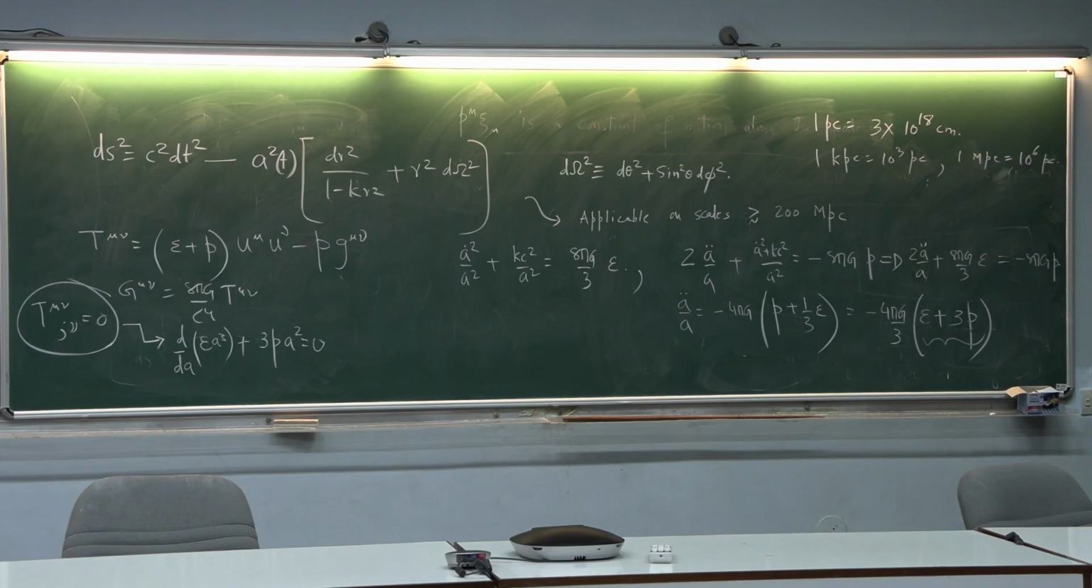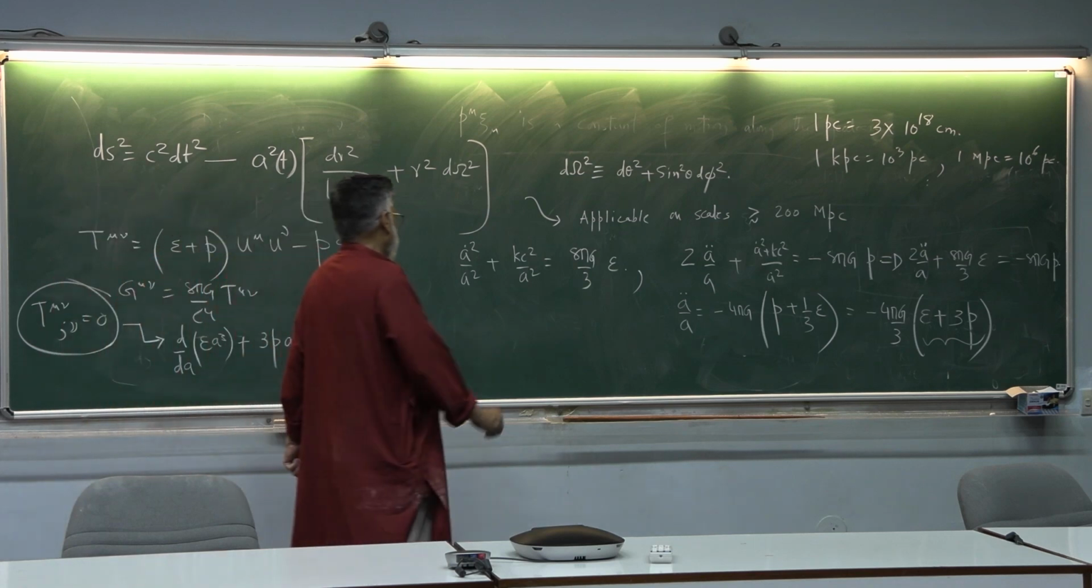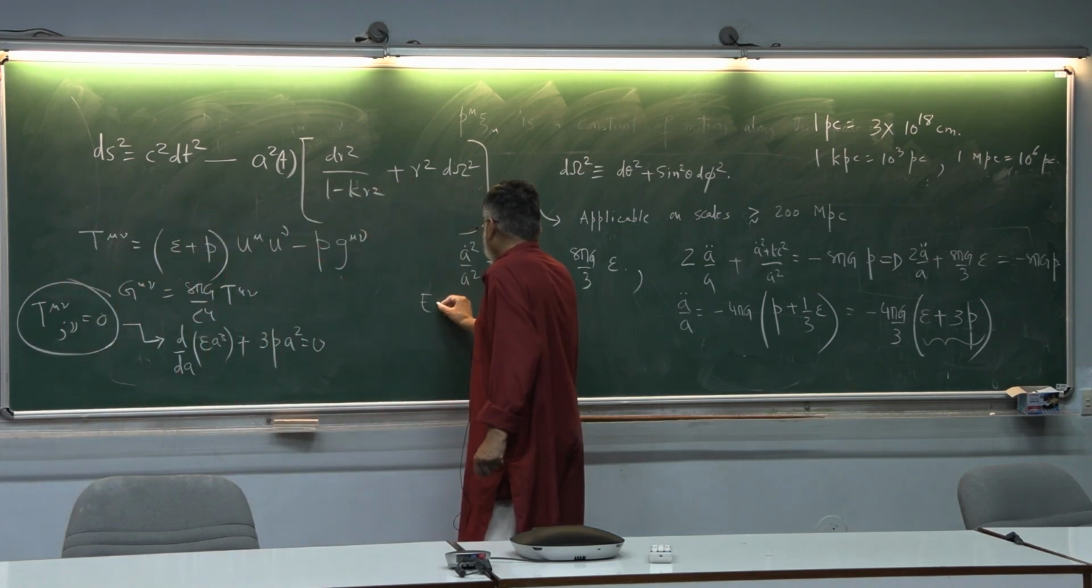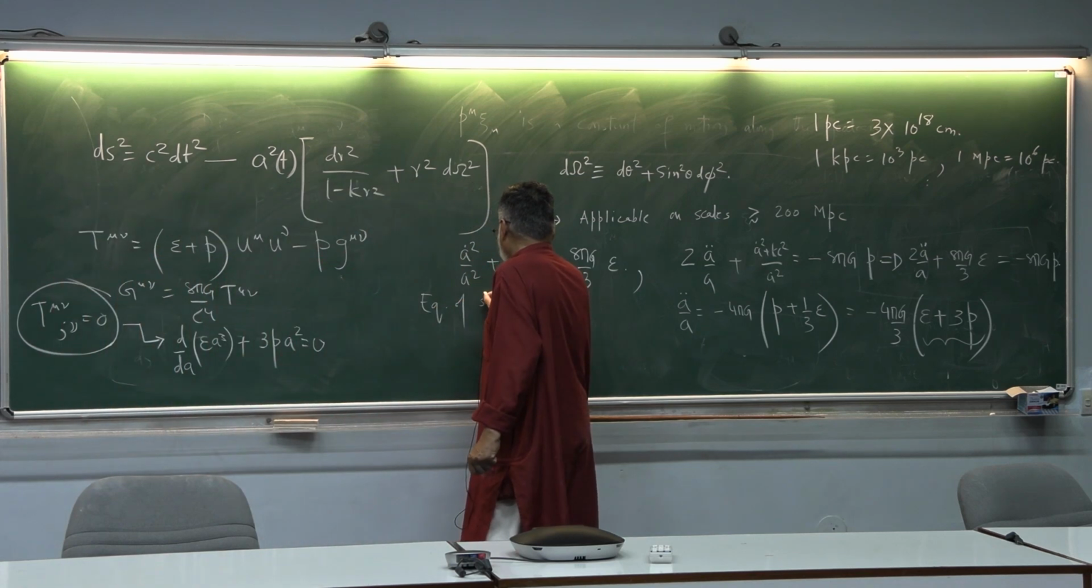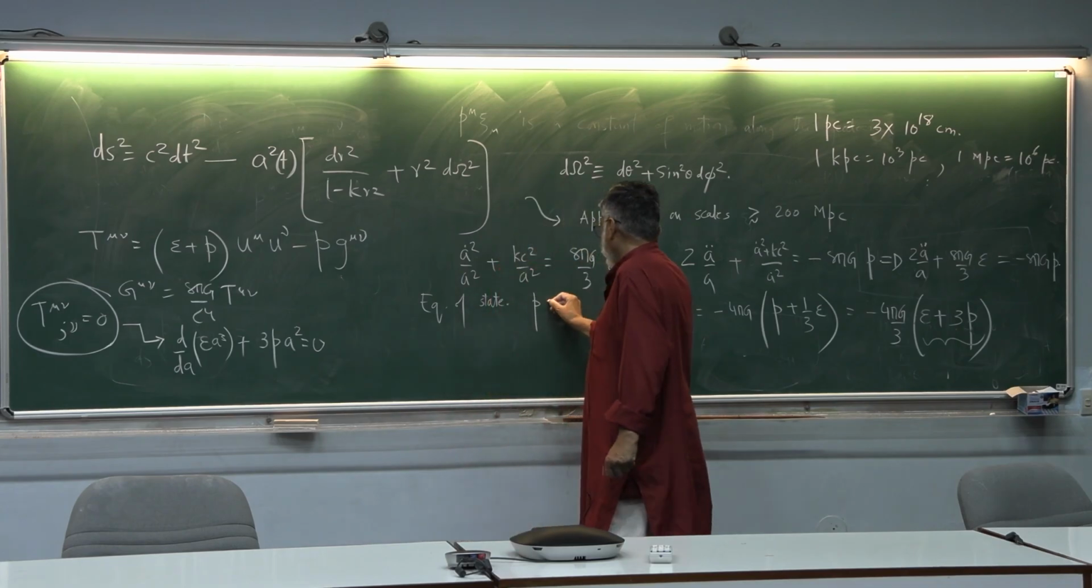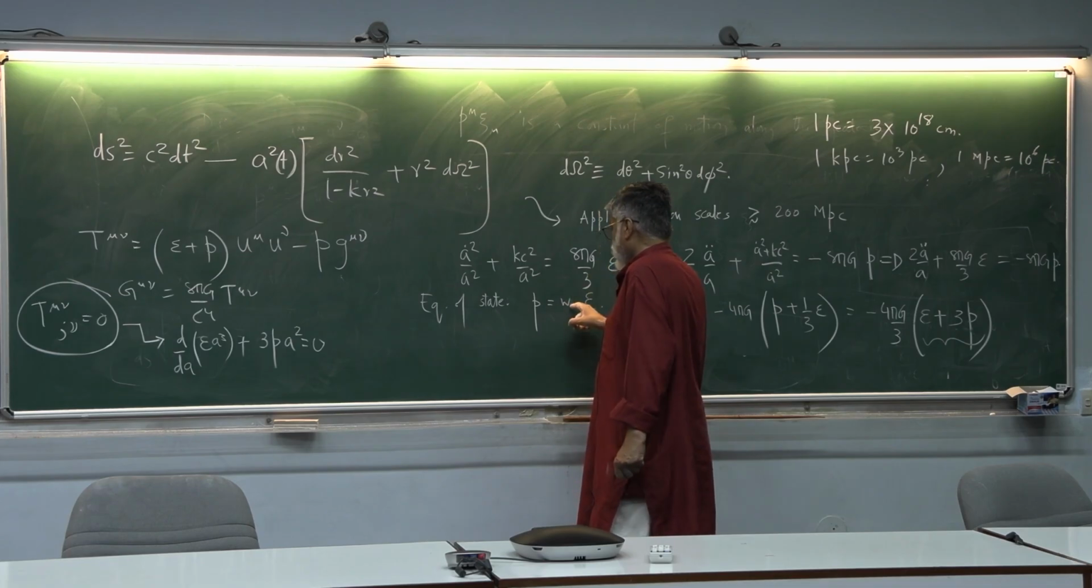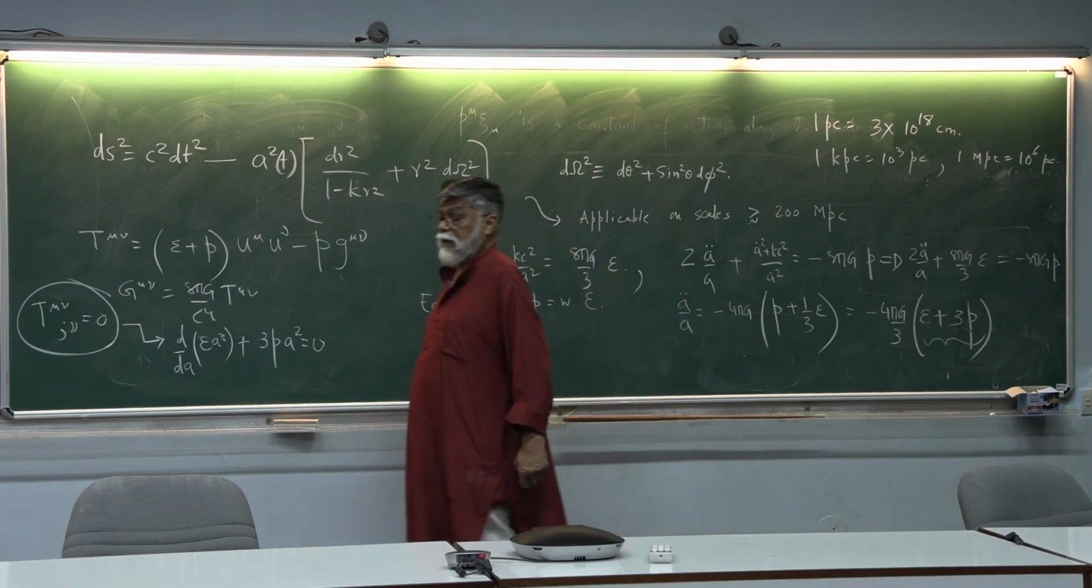In general, in astrophysics and cosmology, we write our equation of state as pressure is some constant W times energy density. This W is called the equation of state parameter.